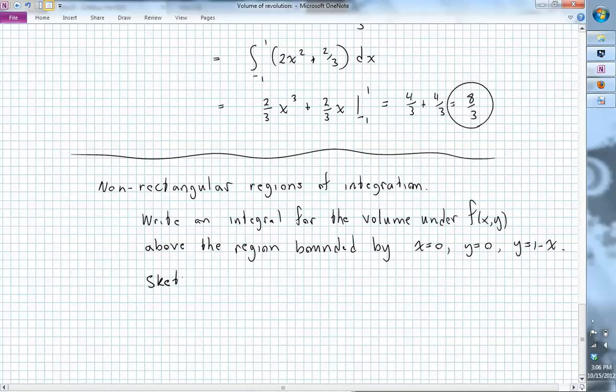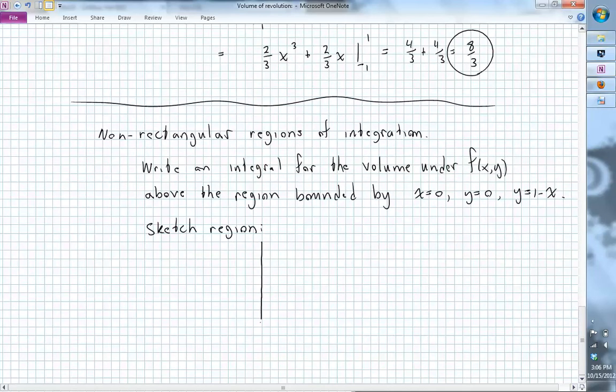So to do this problem, you have to sketch the region. When you're sketching regions, you're always concerned with the xy plane. x equals 0 is the y-axis, and y equals 0 is just the x-axis. The last constraint, y equals 1 minus x, what's that? It's a line. Slope? Y-intercept? 1. So I'll try to draw it nice and big here. So the region of integration is that triangle.